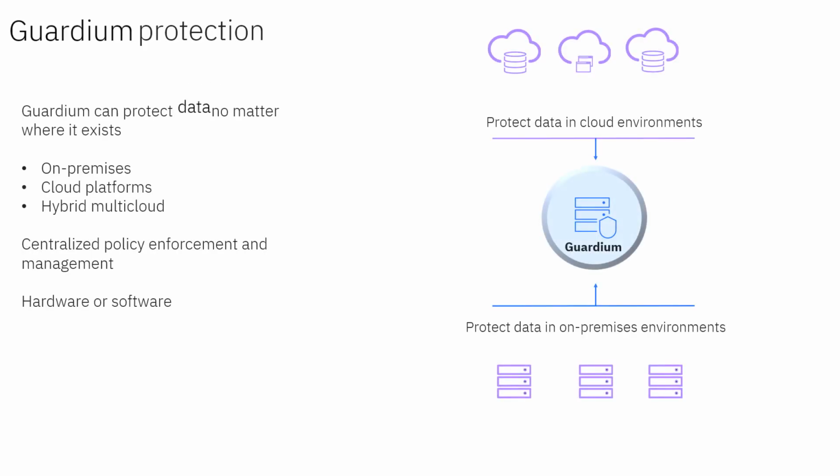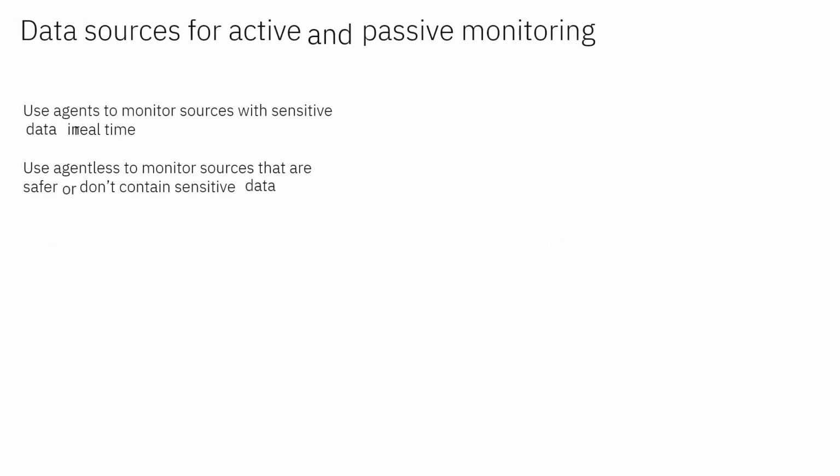Guardium protects data across diverse environments. It applies policy enforcement and management and centralizes major data sources, including databases, big data, files, mainframe, and cloud data sources. Deployment options are flexible. In this slide, you'll see an overview of the methods for monitoring data. We'll discuss them in detail in later slides, but for now, here's a summary.